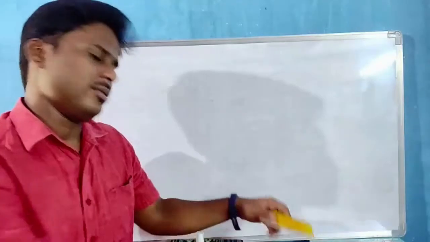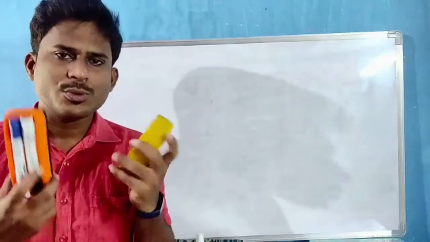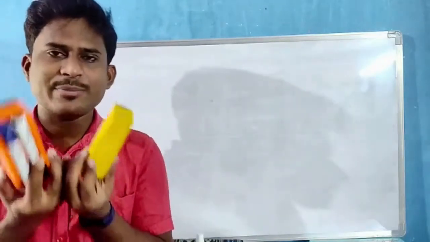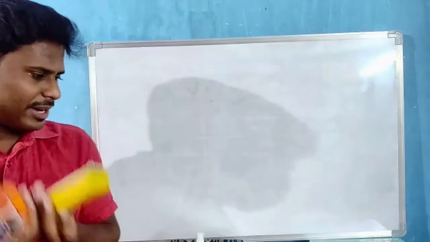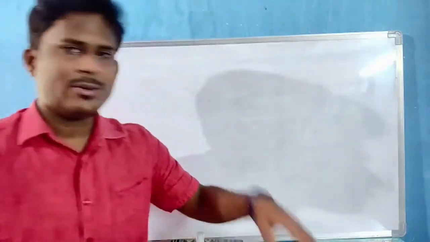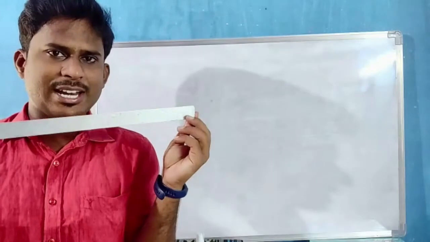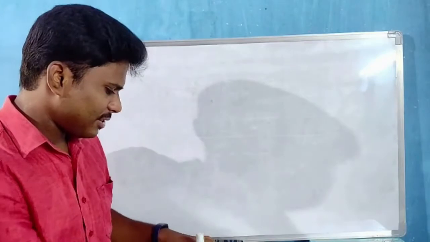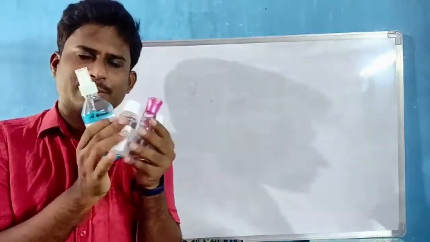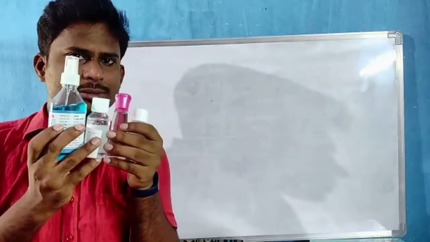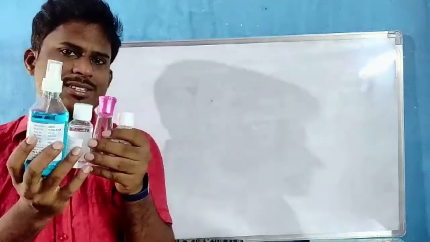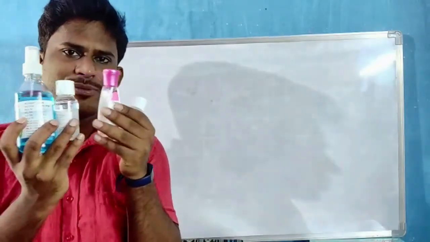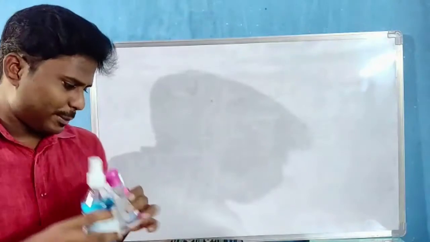See here, what are these two? These two are called dusters. Okay, how many dusters are there in my hand? I have two dusters in my hand. And what is this? This is a scale. How many scales are there in my hand? Just one scale in my hand. And if we go for this, do you know what are these? These are sanitizers. How many sanitizers are there in my hand? Count once. 4 sanitizers are there in my hand.